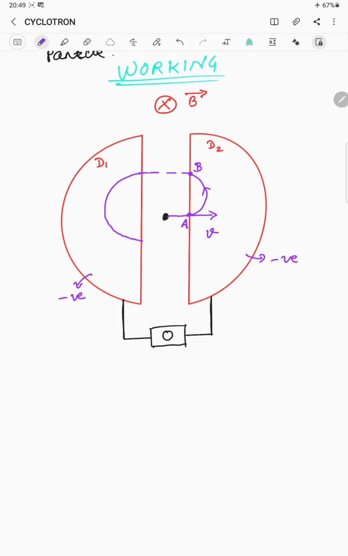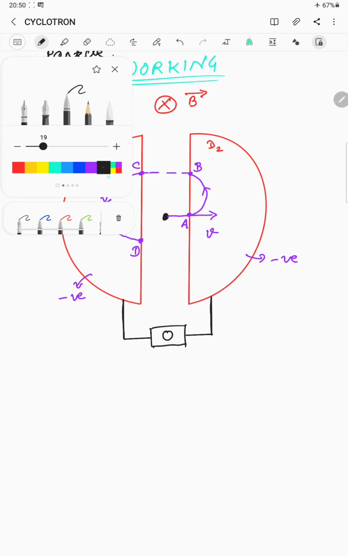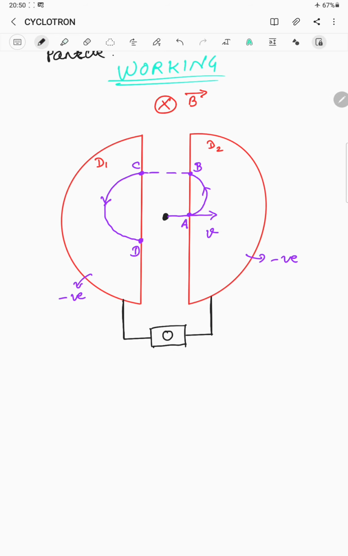Okay, so this is point C, this is point D. So by the time the proton reaches point D, again D2 will change polarity, it will become negative. It will go on and on. Likewise, we can increase the velocity of the proton just by revolving it in the two D's, D1 and D2. Is it clear? So now let us write it down. Whatever I have explained, let me write down in the form of points.